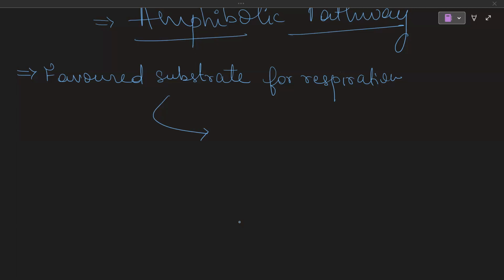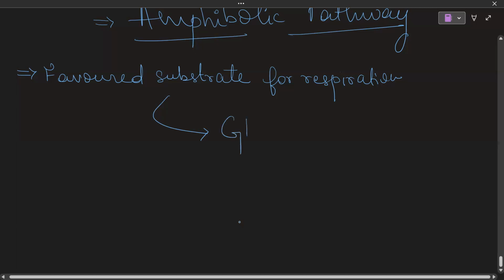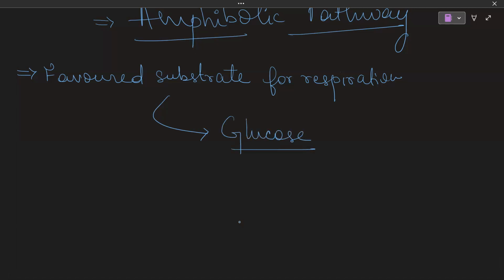See, substrate is anything on which the enzymes act; the reaction that takes place happens because of the substrate only. So how does the whole process of respiration start? It starts with glycolysis. What is broken down in the process of glycolysis? Glucose. So the most favored substrate for the process of respiration is glucose. Always remember this particular point.